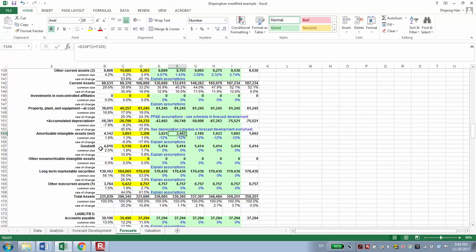Okay, the next, goodwill. So the goodwill is unamortizable intangible assets, non-amortizable intangible assets. And usually we just assume the goodwill has the same growth rate as revenue, because if the company has higher sales, that means the company has greater value, right? So higher goodwill. So again, you just copy the growth rate and paste. Okay, so that's the forecast of goodwill. Other non-amortizable intangible assets, 0, so 0.